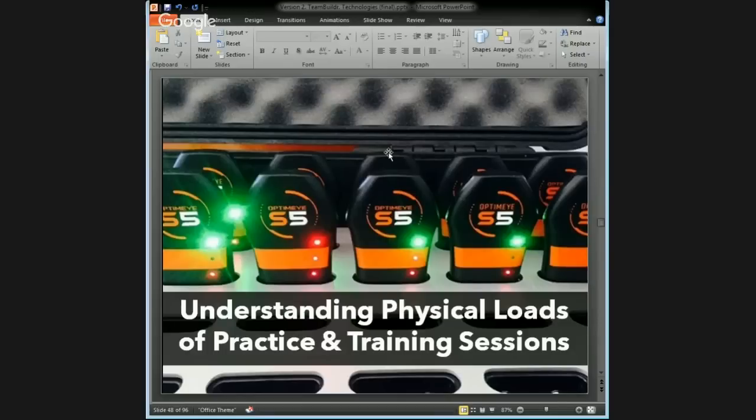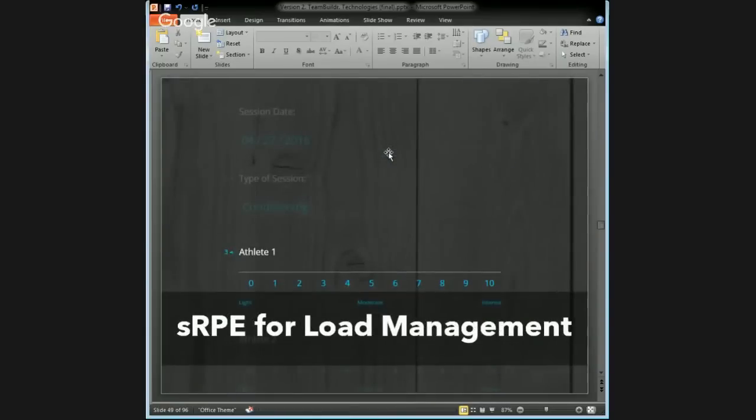So what do you do if you don't have that technology? In large part, this is the battle that we've been in since 2010 here. The solution that we've utilized is session RPE. Is it perfect? Absolutely not. But does it provide us some sort of internal monitoring for athletes to understand, okay, was this session hard and at what level of intensity?